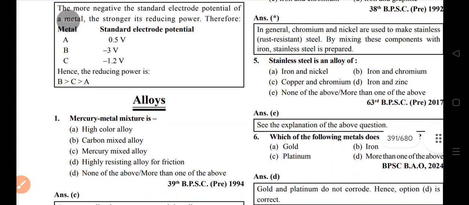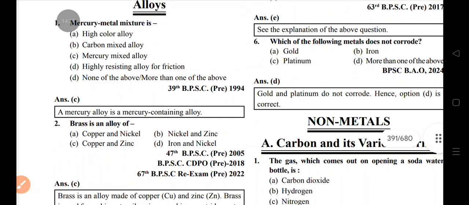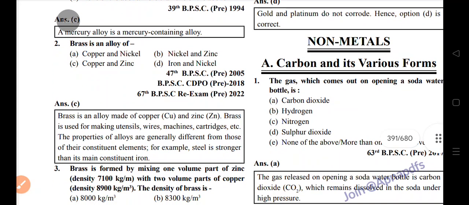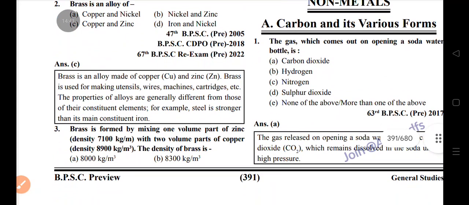Alloy: mercury metal mixture is amalgam. Brass is an alloy of copper and zinc. Brass is formed by mixing 1 volume part of zinc and 2 volume parts of copper. Density of brass.